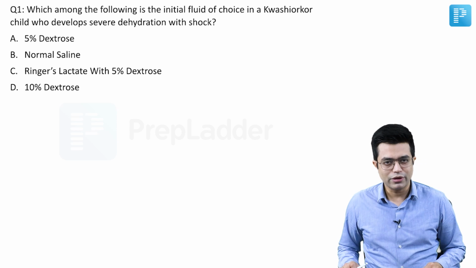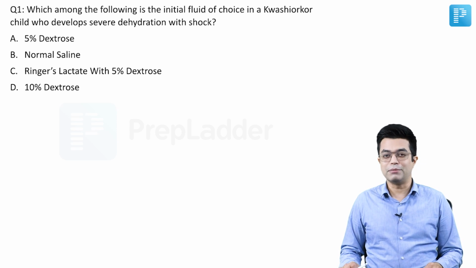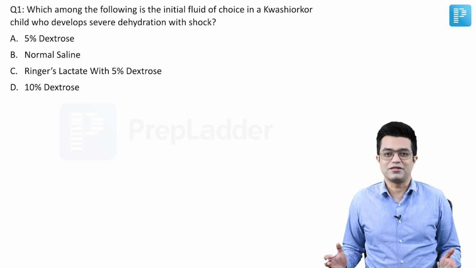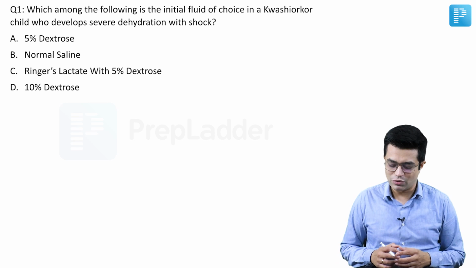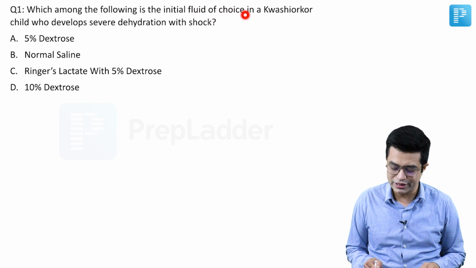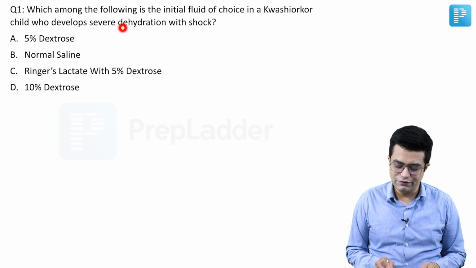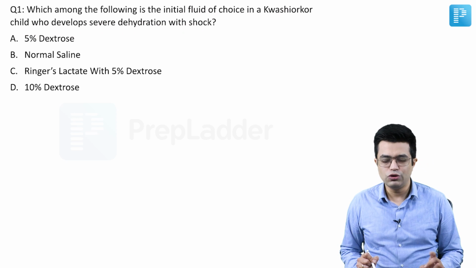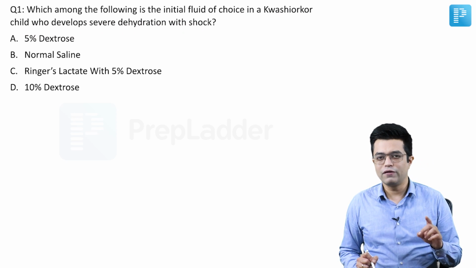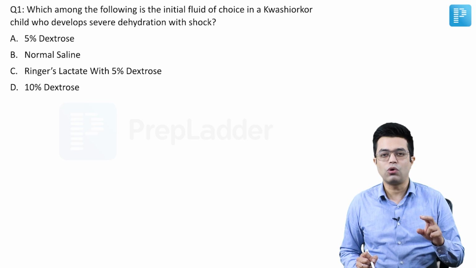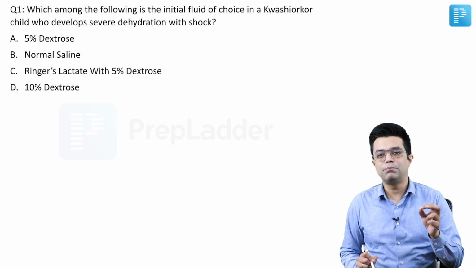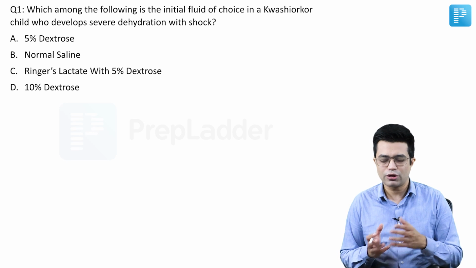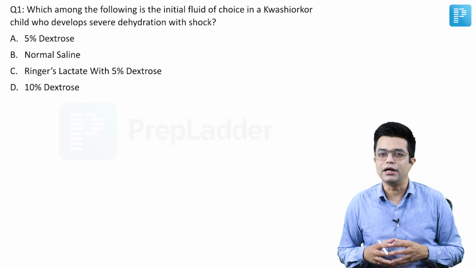First of all, let's start with general pediatrics and start with malnutrition, because being a pediatrician, malnutrition is something which just does not leave you at any point. So question number 1, which among the following is the initial fluid of choice in a kwashiorkor child who develops severe dehydration with shock? If you look at the recent papers of NEET super speciality, you will find that there is a pattern. They will always have 1 or 2 questions based upon what is the particular fluid of choice in a particular common pediatric condition. So whatever common pediatric conditions are and what are the corresponding fluids, you need to remember that.